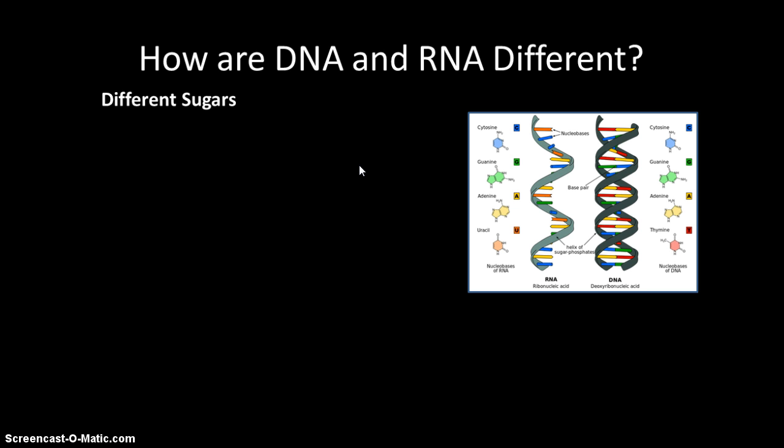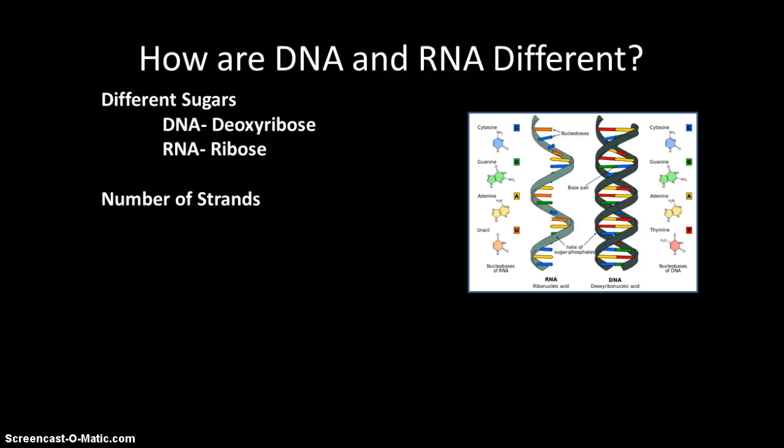And at this point, we are filling in the chart. One of the big differences between DNA and RNA is their sugar. DNA uses deoxyribose, that's the D in DNA, and RNA uses ribose. That's the ribose provides the R for RNA. Number of strands. Looking at this picture, you should be able to see DNA has 2 strands, while RNA only has 1.